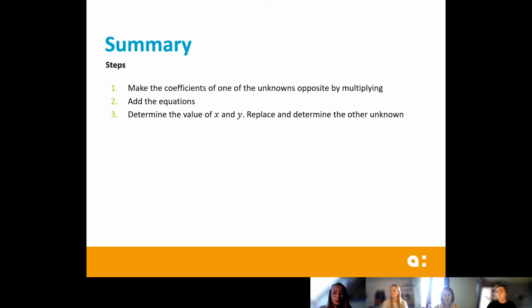To summarize, when we solve a first-order system of equations with two unknowns by using the linear combination method, we use the following steps. 1. Make the coefficients of one of the unknowns opposite by multiplying. 2. Add the equations. 3. Determine the value of x and y. Replace and determine the other unknown.